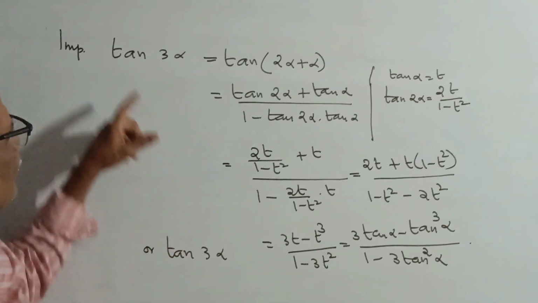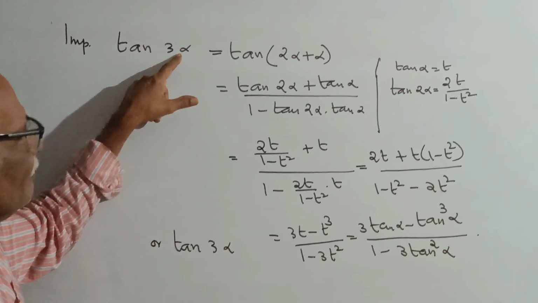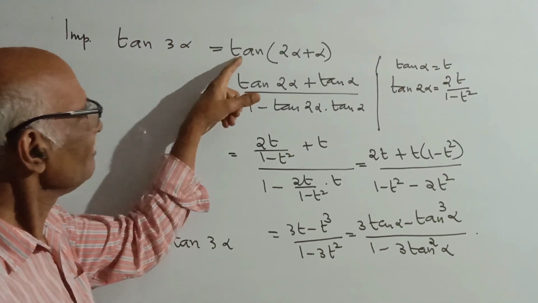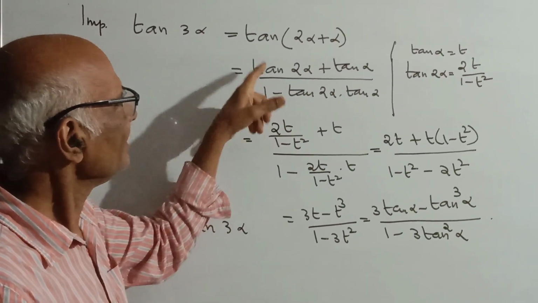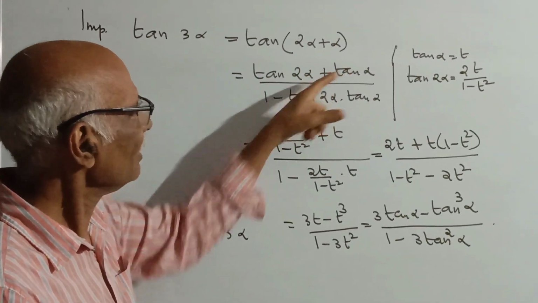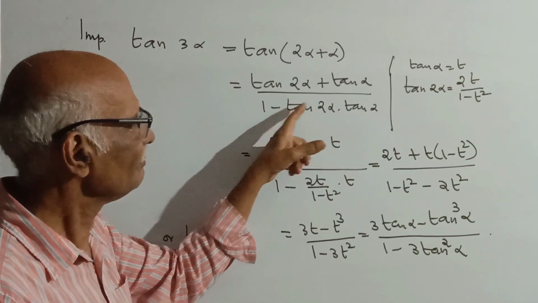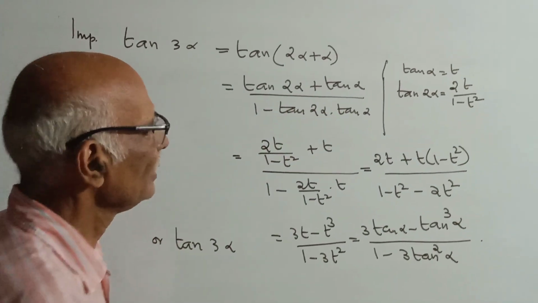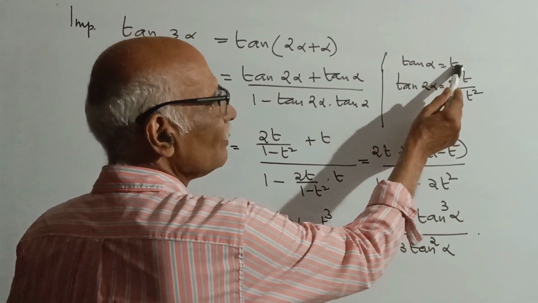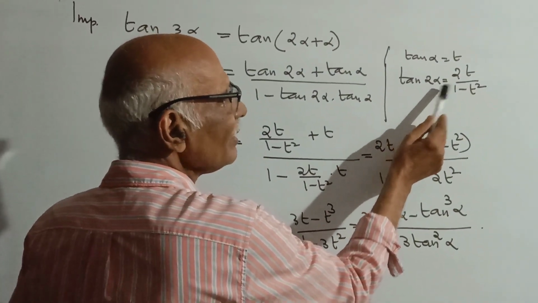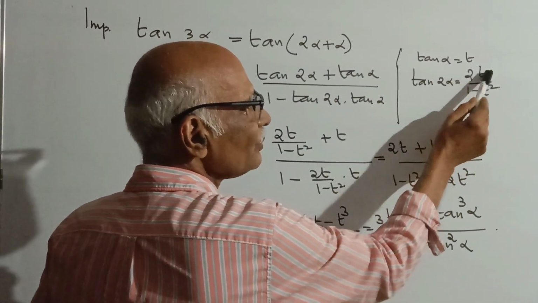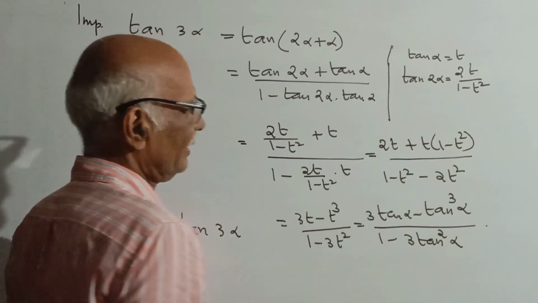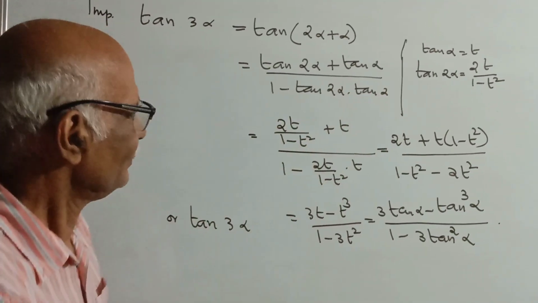Now we consider formula for tan 3 alpha. Now tan 3 alpha is tan of (2 alpha plus alpha). That is (tan 2 alpha plus tan alpha) by (1 minus tan 2 alpha into tan alpha). Now if you call tan alpha equal to t, tan 2 alpha is 2 tan alpha by (1 minus tan squared alpha). So it is 2t by (1 minus t squared). That is for convenience.